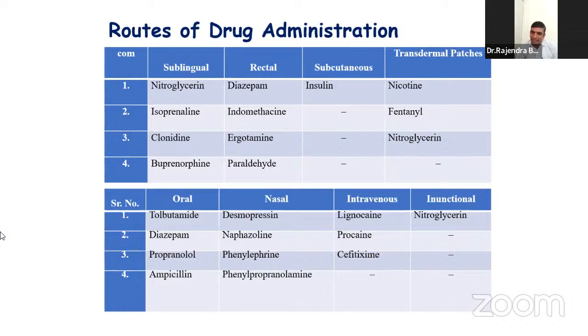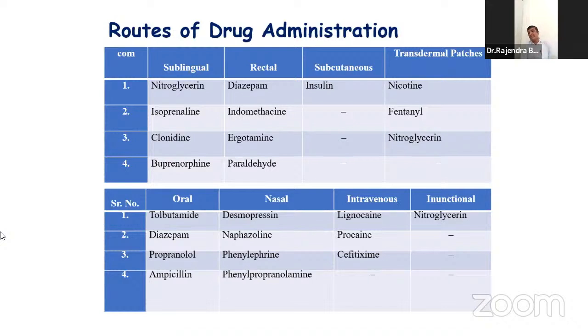So in this way you have to go. Next route is transdermal, patches are available in the market. That is nicotine, fentanyl, and nitroglycerin. Then nasal route. So which drugs are administered nasally? Desmopressin, naphazoline, tetrahydrozoline, phenylephrine, phenylpropanolamine, oxymetazoline, xylometazoline. There are a number of drugs which are administered nasally. So IV, here I have just mentioned only three: lignocaine, procaine, ceftriaxone. Then last is inhalation, already we have discussed, that is nitroglycerin.